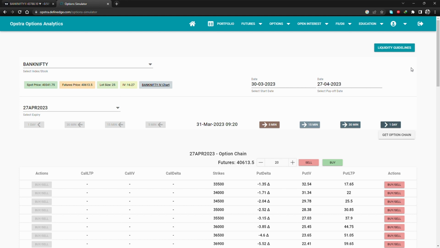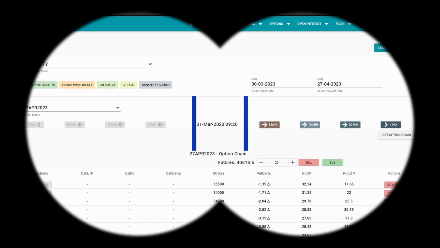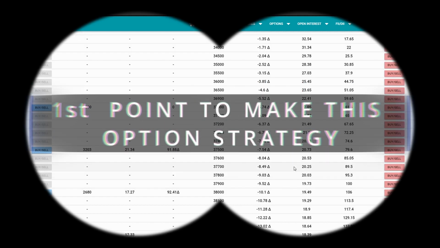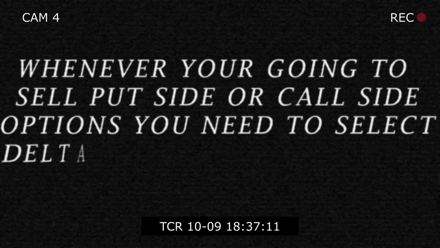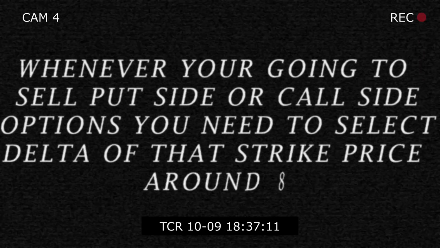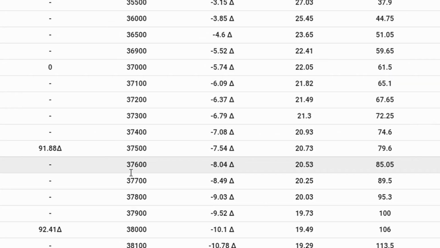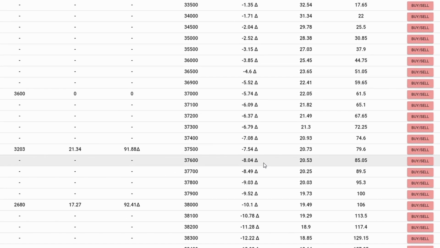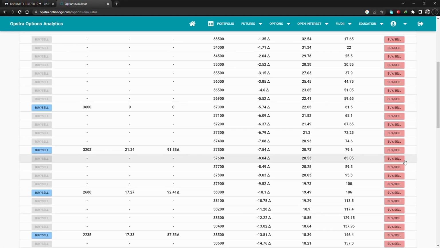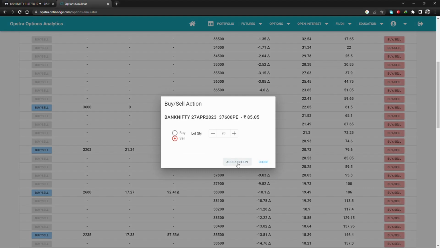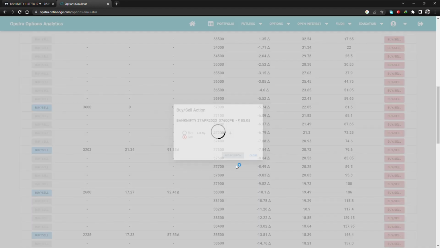Right now, I'm going to show you how you are going to make this strategy. There are a few points that you need to keep in mind while making it. The first point is, whenever you are going to sell put side or call side options, you need to select a strike price with a delta of around 8. In this case you can clearly see the strike price of 37,600 has a delta of 8.